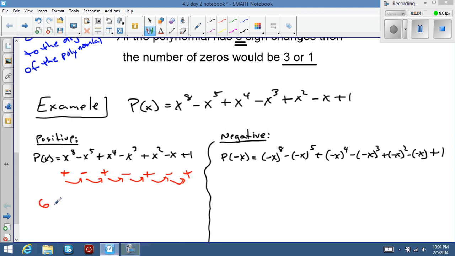So 6, 4, 2, or 0 possible positive zeros.